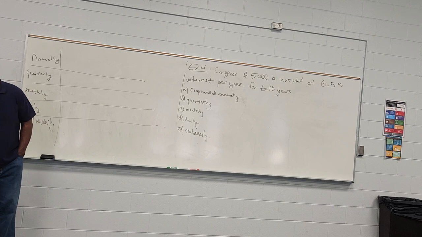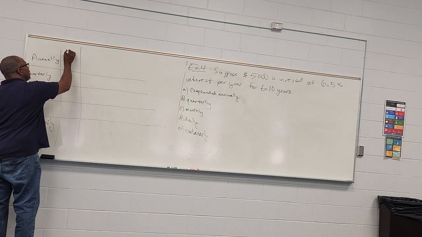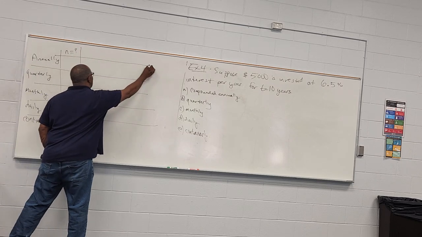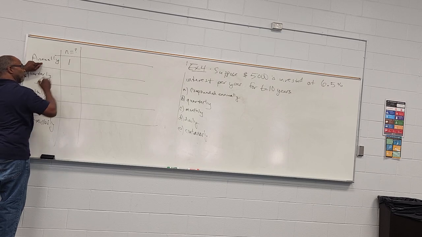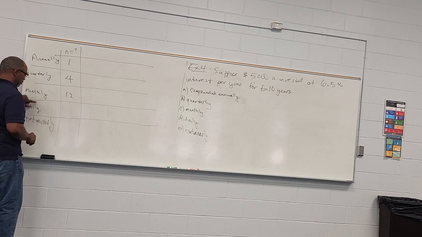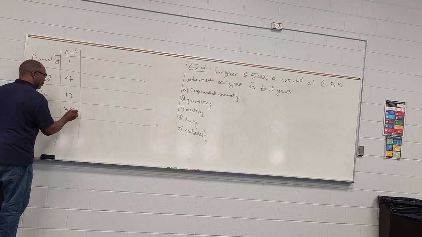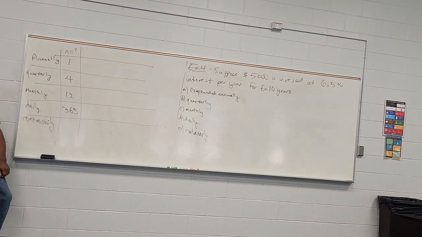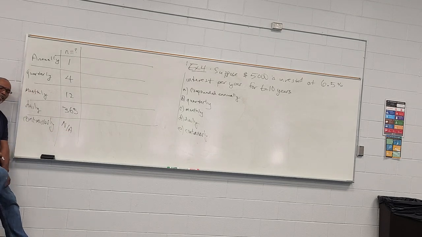So I'm going to make sure we understand. If it's annually, N is the number of compounding periods per year, so N would be 1. If it's quarterly, that means 4 times per year. If it's monthly, N equals 12 times per year. If it's daily, N equals 365 times a year. And if it's continuously, I can't really write that. You're just going to have to use that continuous compound form.